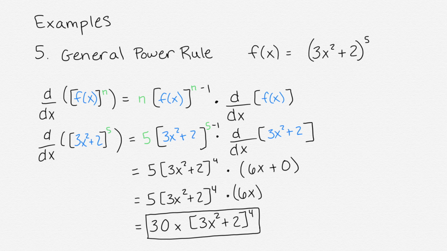Here's an example of the general power rule. Again, we're going to write out the rule, match all the pieces, follow the rule to get to the derivative, and then simplify. Here, our inner function in this example is 3x squared plus 2, and the power it's raised to, n, is 5. So we have 5 multiplied by the inner function, then raised to a power of 5 minus 1, and then all of that multiplied by the derivative of that inner function, which we can just think of as a little mini problem within the larger problem.